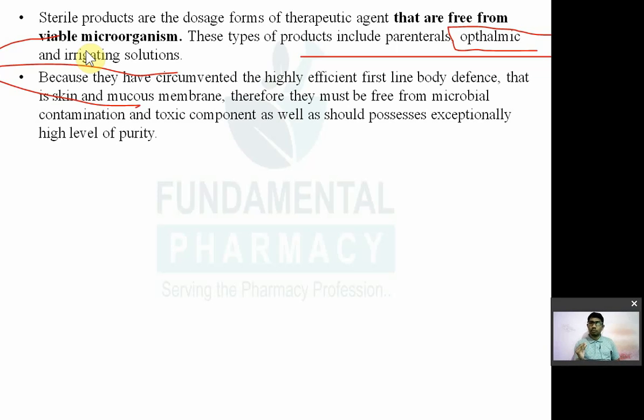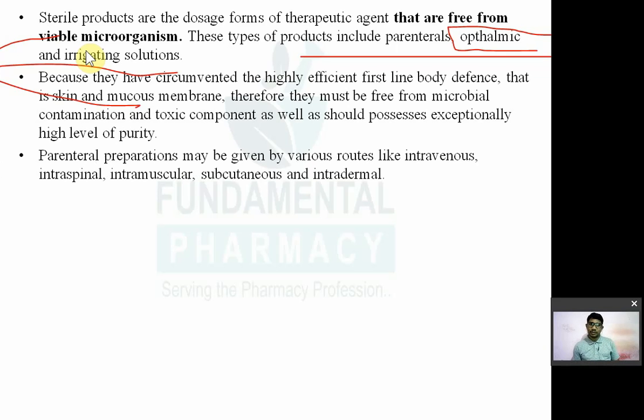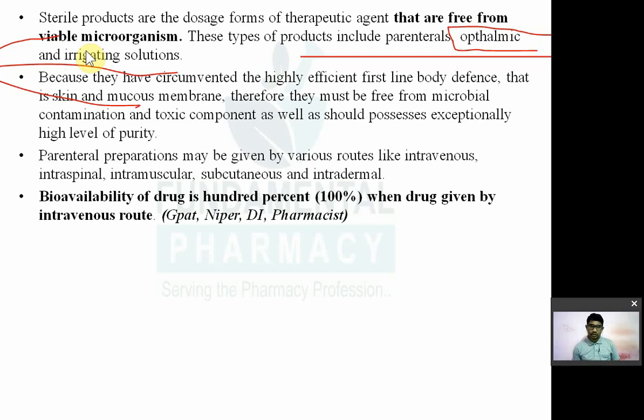Okay, because they have circumvented the highly efficient line of body defense, the skin and mucous membrane, they must be free from microbial contamination and toxic components, as well as have an exceptionally high level of purity. Now parenteral preparations may be given by various routes, as I have told: intravenous, intraspinal, intramuscular, subcutaneous, intradermal, etc. Remember one thing over here, they have already asked a question on this. Bioavailability is 100% when a drug is given by intravenous route.